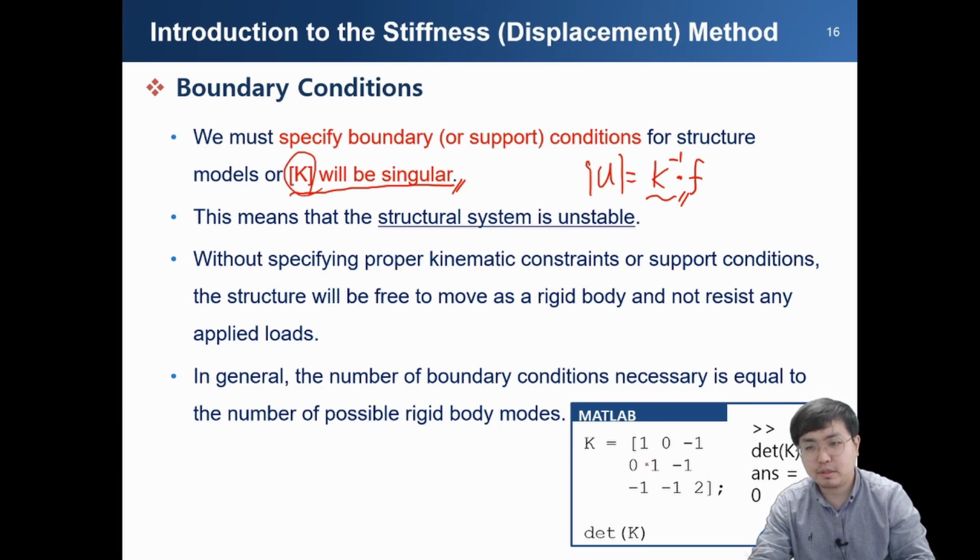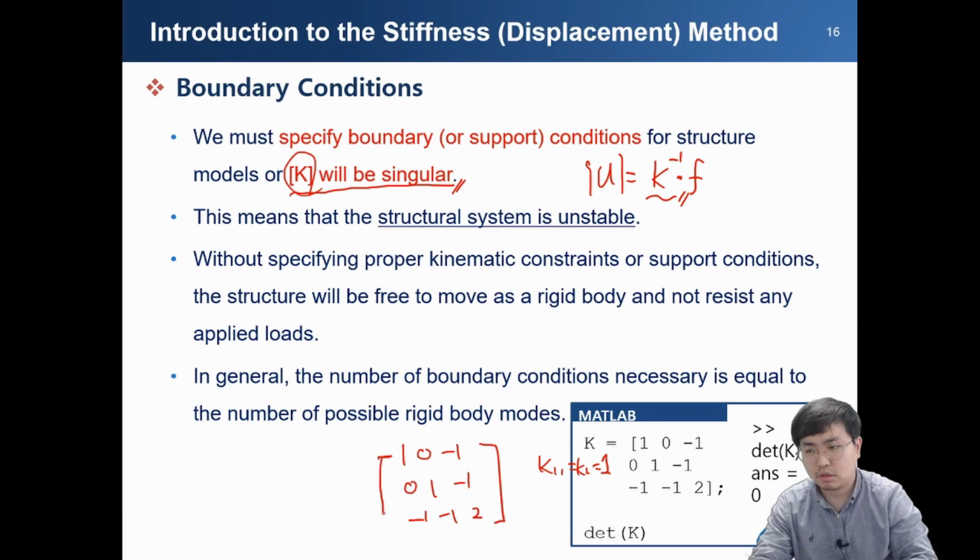So I prepared some very simple cases. Previously here, K1, I assume that K1 and K2 are equal to 1, so that the result looks like this. Here 1, minus 1, 0, minus 1, 2, minus 1, 0, minus 1, 1.